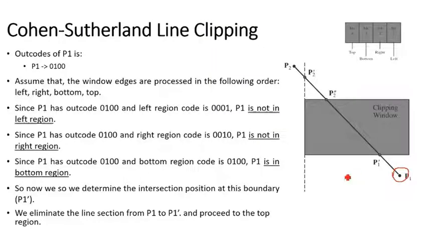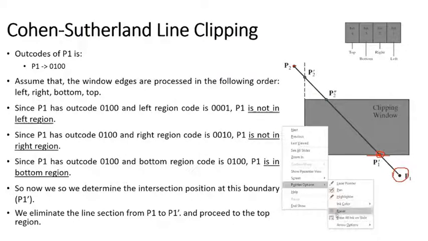In whichever region it is, I'll clip the line by calculating the intersection point of that particular edge of the clipping window and the line. I'll calculate the new intersection point and clip again and again. I'll keep doing the same until this becomes 0, or this becomes 0, or the line goes completely outside. So we'll see an example.